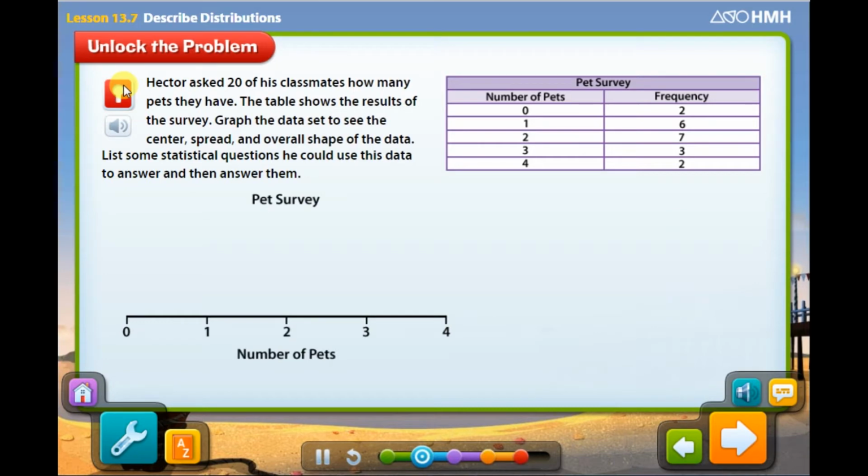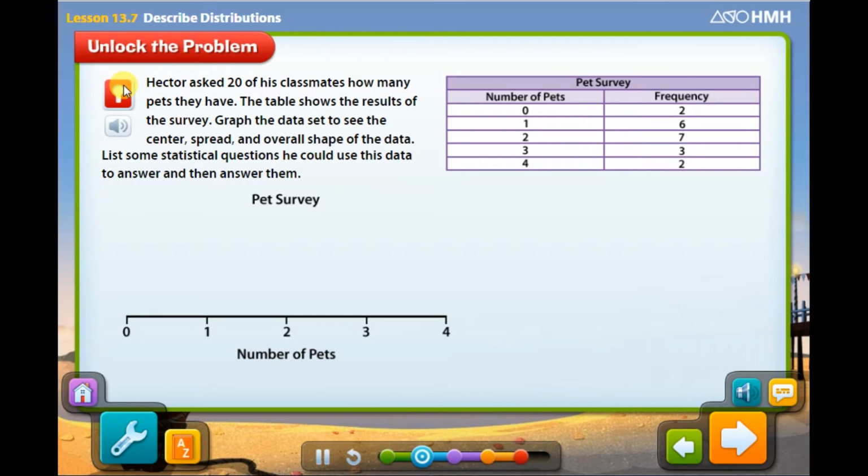First, let's decide how to display the data. There are too few values to make a meaningful histogram, so let's make a dot plot. Use the same title as the title in the table, Pet Survey. The horizontal axis represents the number of pets. The dots will represent the number of people with that many pets.